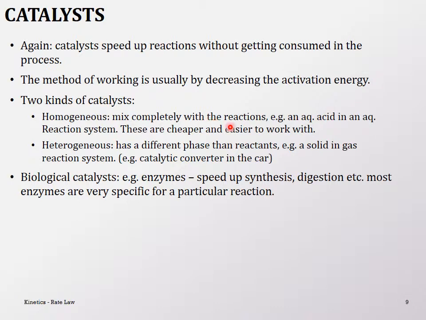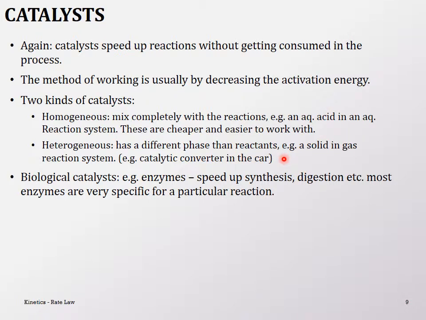So if you have an acid, for example, in an aqueous solution, so acids are usually aqueous anyway. If you put, say, concentrated sulfuric acid or dilute sulfuric acid in a water reaction, then that's a homogeneous system because everything is mixing up. And then we also have something called heterogeneous. A heterogeneous catalyst has different phases. Hetero, different, right? So for example, a solid and a gas.